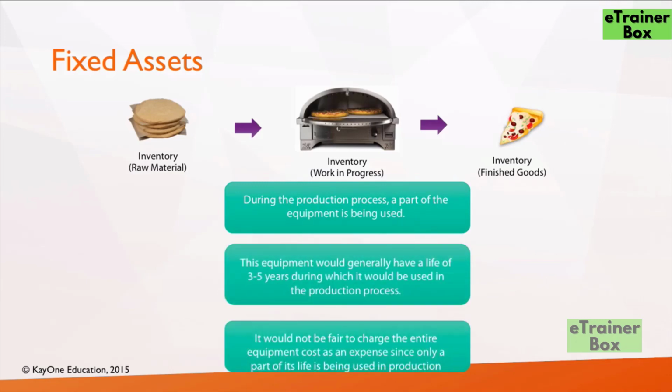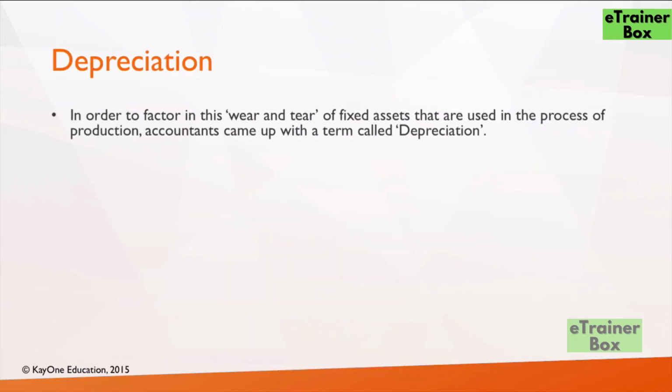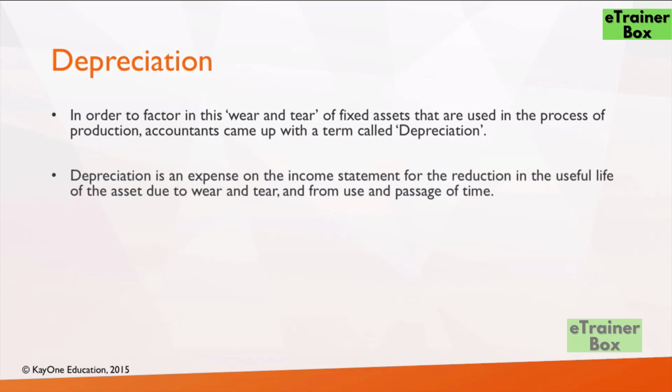Generally, these equipments have a lifetime of 3 to 5 years. And it would not be fair to charge the entire equipment cost as an expense, since only a part of that equipment's life is being used in the production process. So, in order to factor in this wear and tear of fixed assets which are consumed in the production process, accountants came up with a term called depreciation.